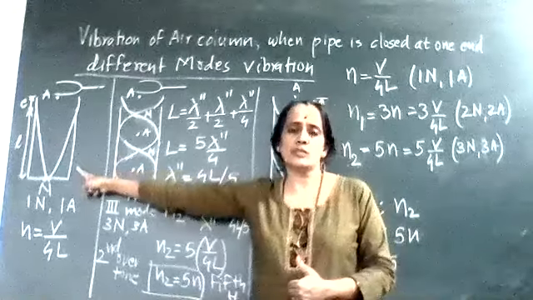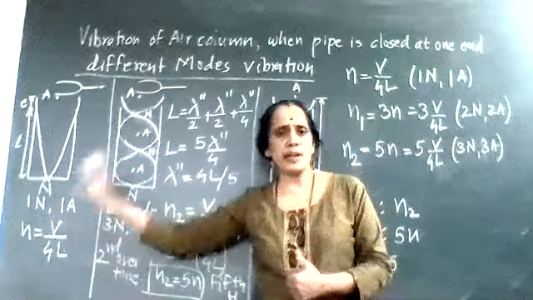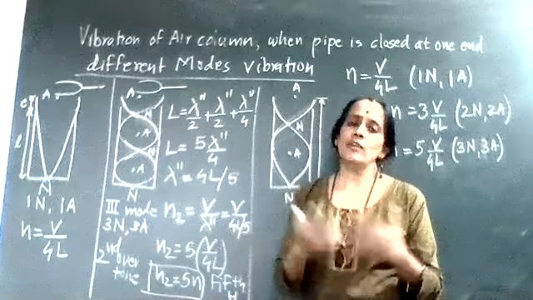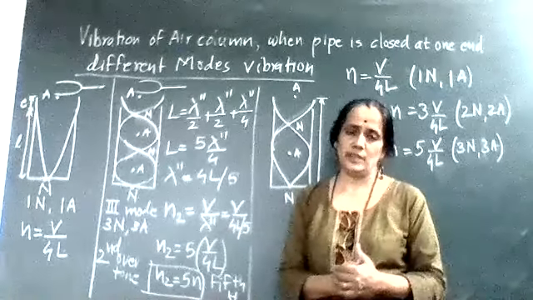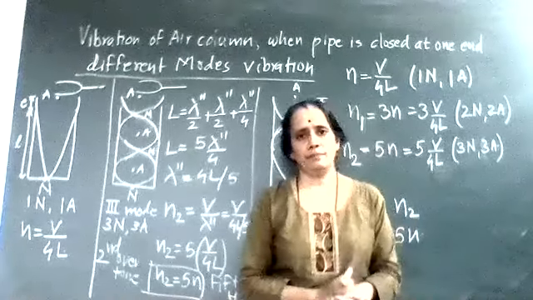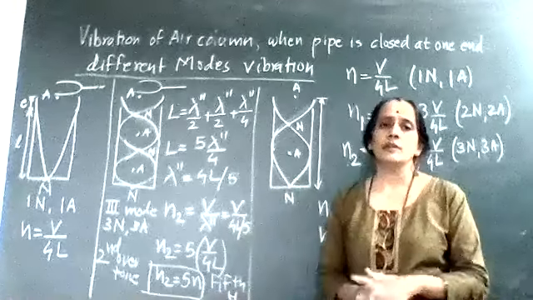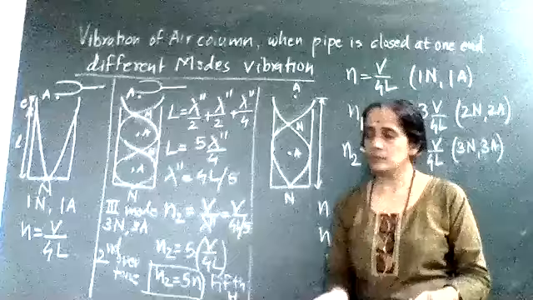From your first diagram you can write the wavelength, and from the wavelength you can write the frequency. That is, the fundamental frequency N is equal to V by 4L. Got it? This is the second 2 mark question. Now, the next 3 mark question. What is that?